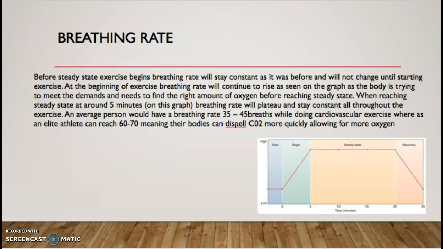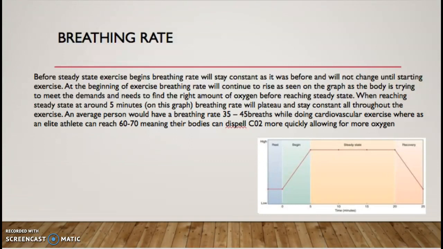Before steady-state exercise begins, breathing rate will stay constant, as it was before, and will not change until starting the exercise. At the beginning of exercise, breathing rate will continue to rise as seen on the graph, as the body is trying to meet the demands and needs to find the right amount of oxygen before reaching steady state.